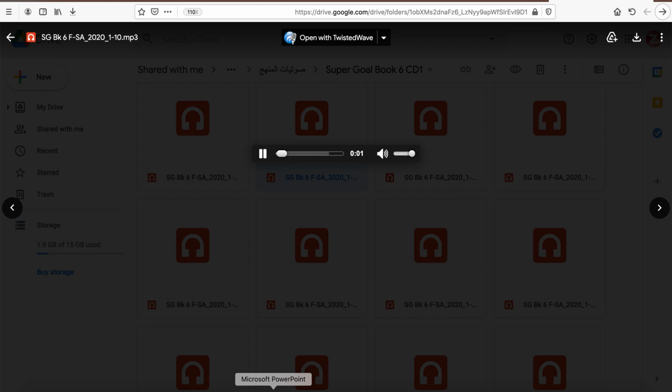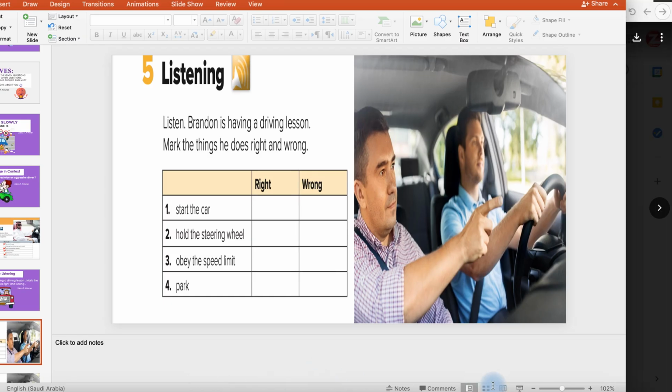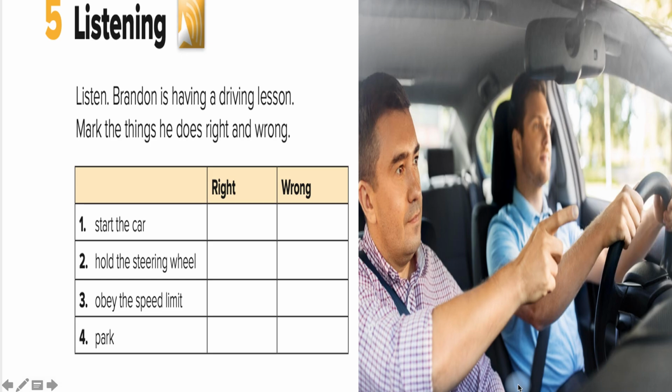Page 16. 5. Listening. Listen. Brandon is having a driving lesson. Mark the things he does right and wrong.